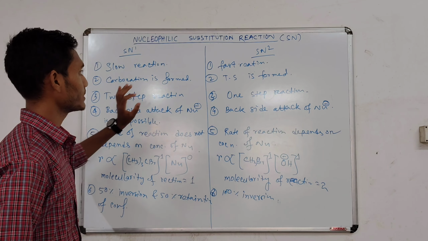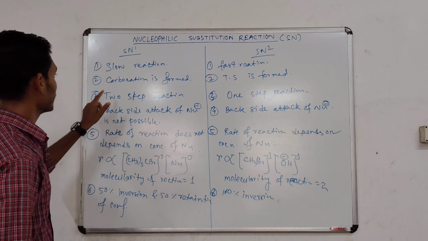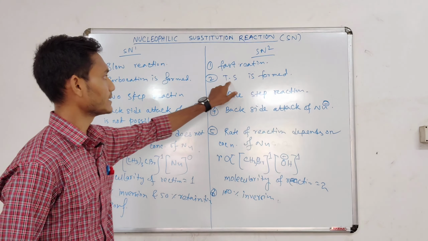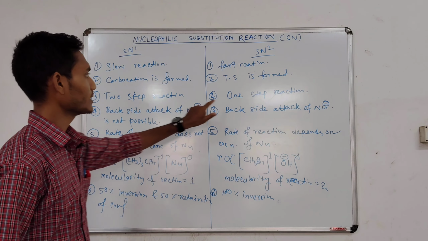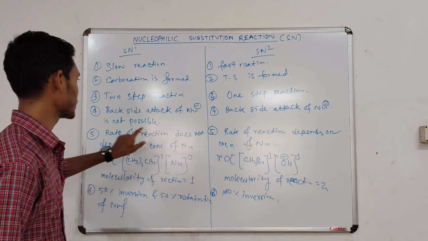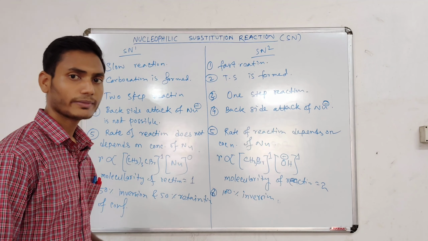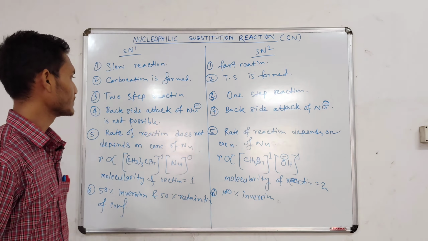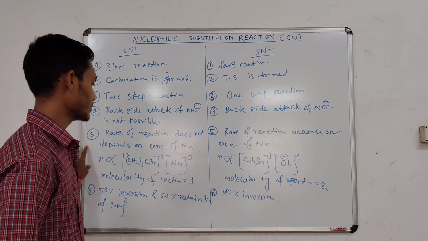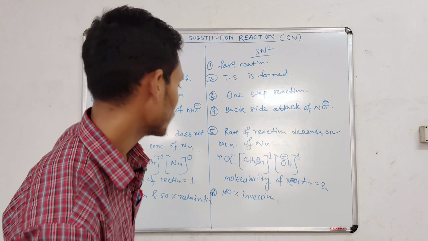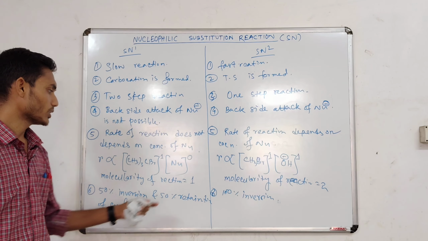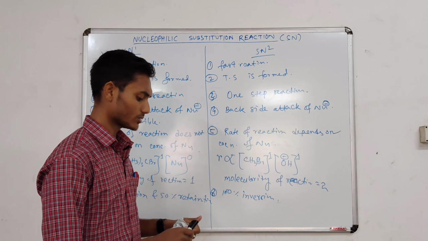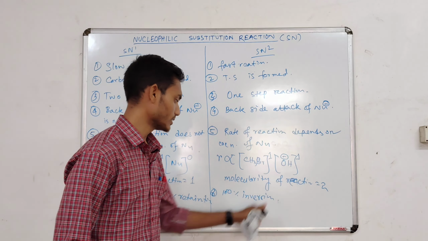SN1 reaction is a very slow reaction, SN2 is a fast reaction. Number 2, in SN1 reaction carbocation is formed, in SN2 a transition state is formed; SN1 is a 2-step reaction, SN2 is a 1-step or single-step reaction. In SN1 reaction backside attack is not possible, in SN2 reaction backside attack of nucleophile is possible. In SN1 the rate of reaction does not depend on concentration of nucleophile, so molecularity is 1, and in SN2 the rate of reaction depends on concentration of nucleophile, so molecularity is 2.